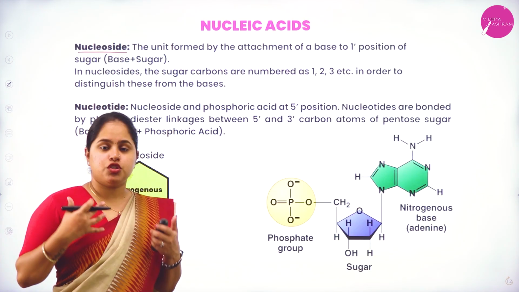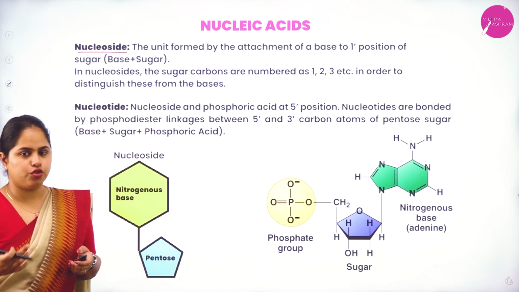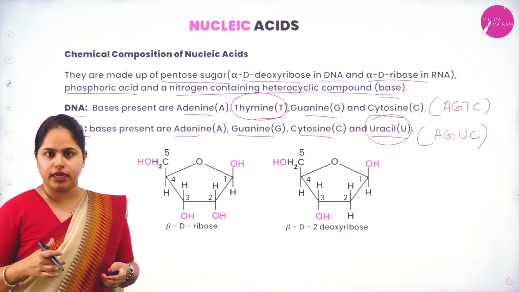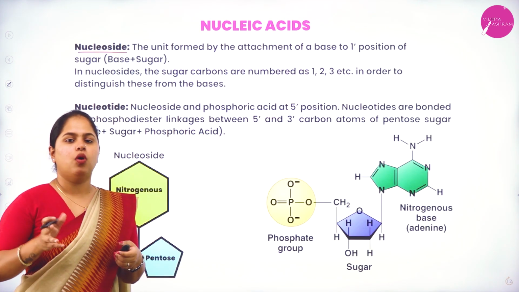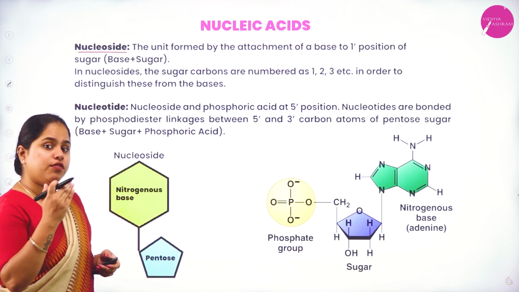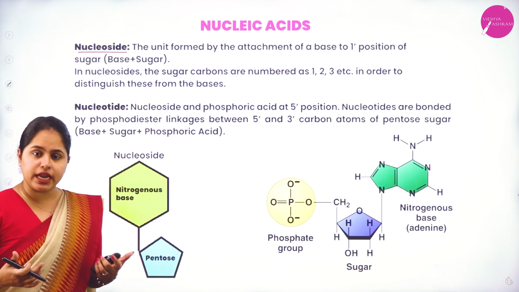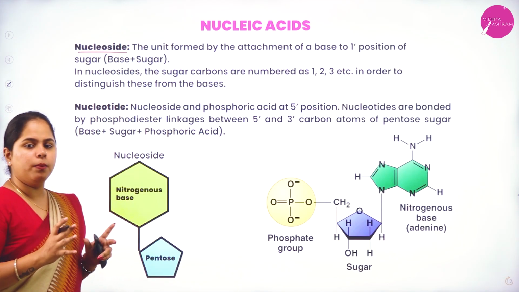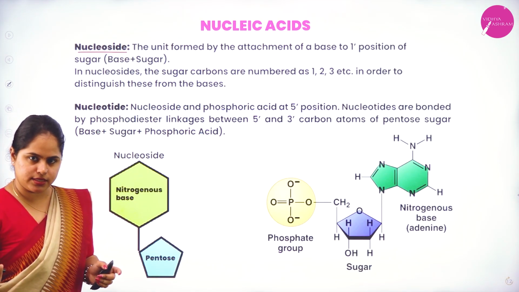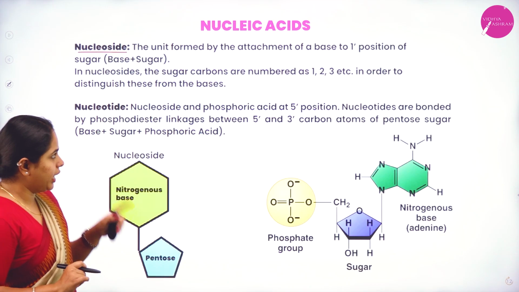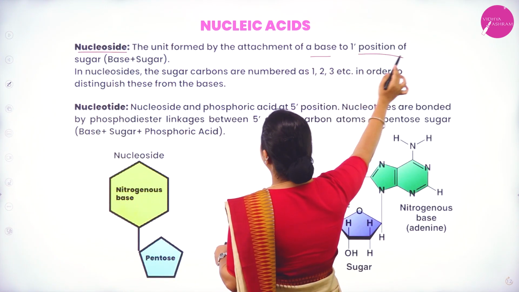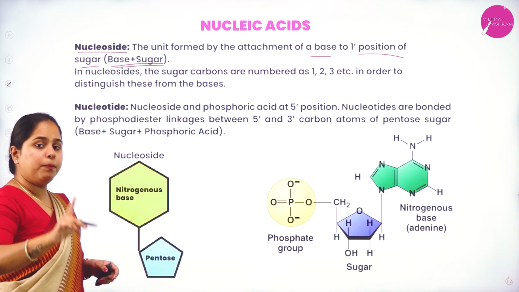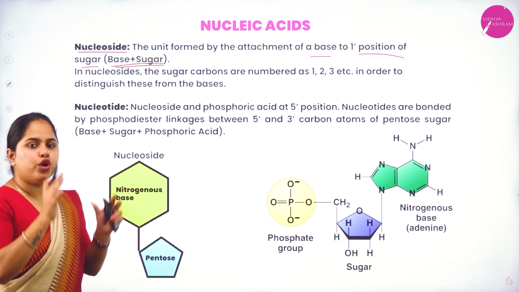Now moving on to the nucleoside and nucleotide. While we were discussing the introduction to nucleic acids, we have already discussed that it is a long chain polymer of nucleotides. So what exactly are those nucleotides? Before that, we need to understand what is a nucleoside, which will form the nucleotide. It is basically a combination of your pentose sugar and base. That's it. The unit formed by the attachment of a base to the first position of the sugar, that is the nitrogenous base plus the sugar, is called the nucleoside, right?